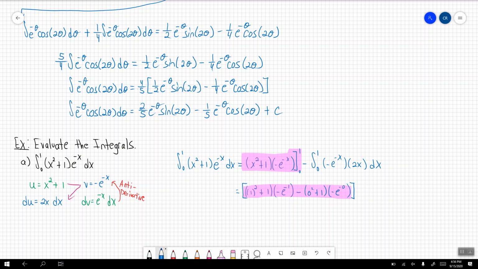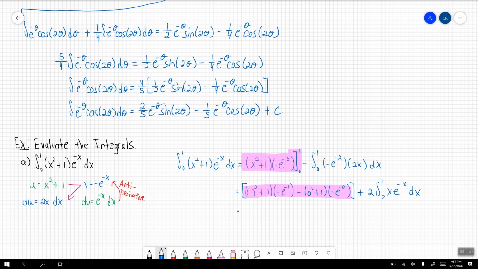Let's clean up the second piece. Negative times a negative is positive, and then we're going to factor out a 2. So that's going to be plus 2 times the integral from 0 to 1 of x times e to the power of negative x dx. Okay, looking pretty good there. Look at that second integral. We can't integrate it with our techniques for substitution, which means we're going to have to use, once again, this whole process by parts.